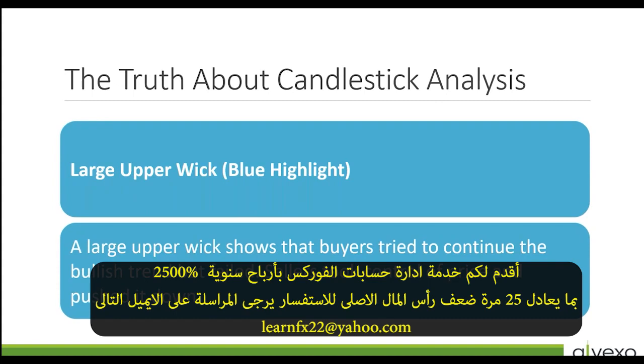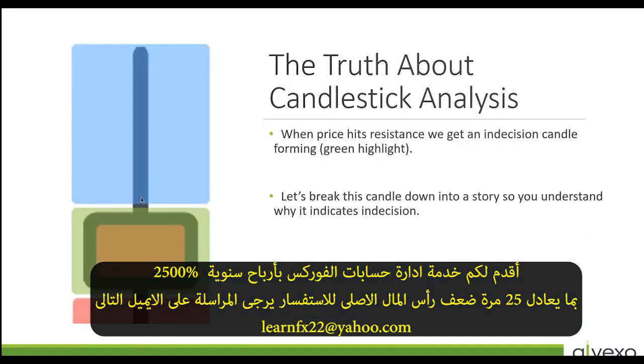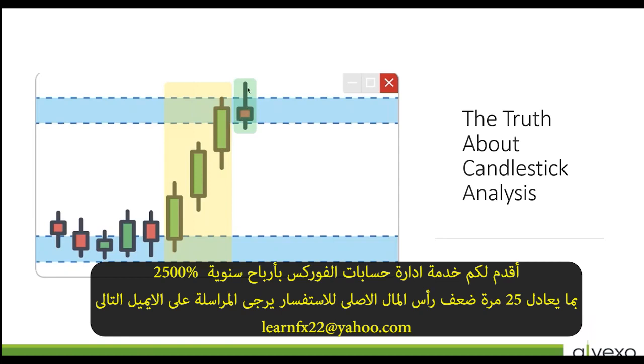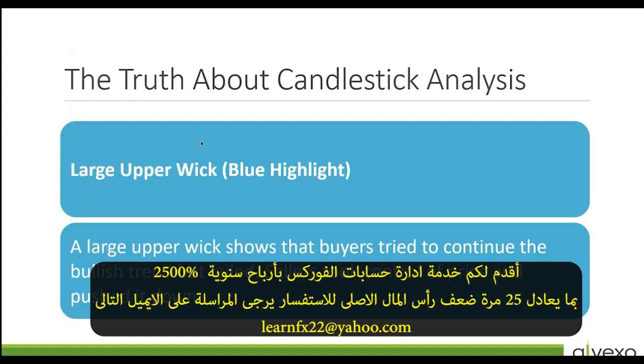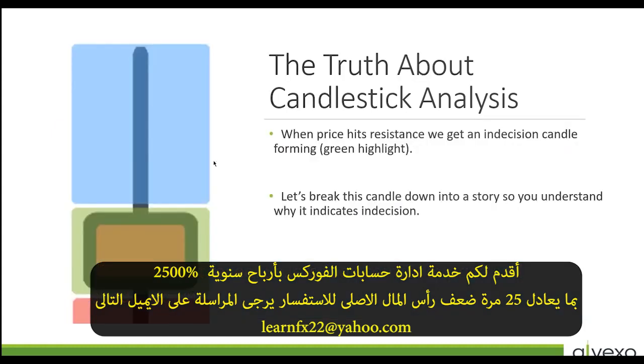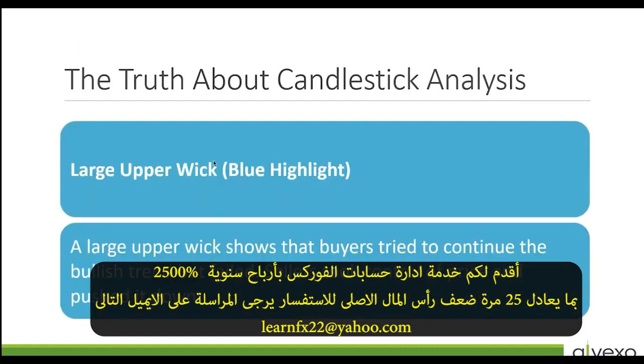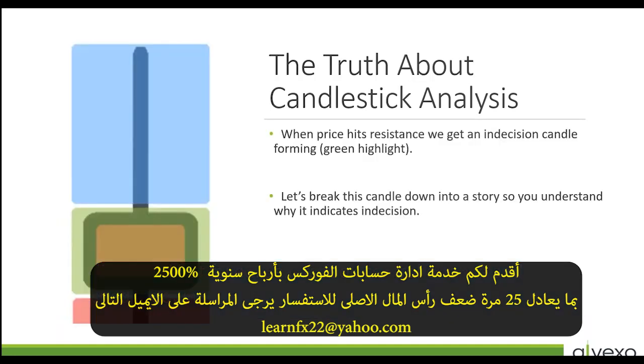So we had a large upper wick that shows the buyers tried to continue the bullish trend but failed. So remember this candle right here? Long upper wick, short lower wick, skinny body. That large upper wick right here in the blue showed us that the buyers tried to push the markets up. They started out with some momentum, but they lost their momentum. And the sellers took control of price and were able to push it down.